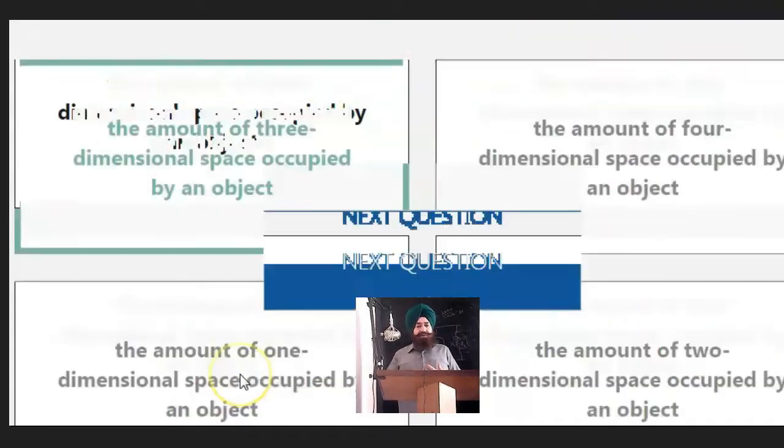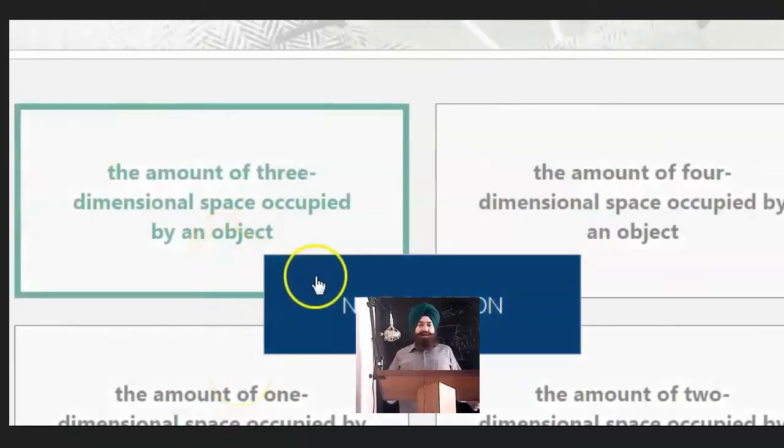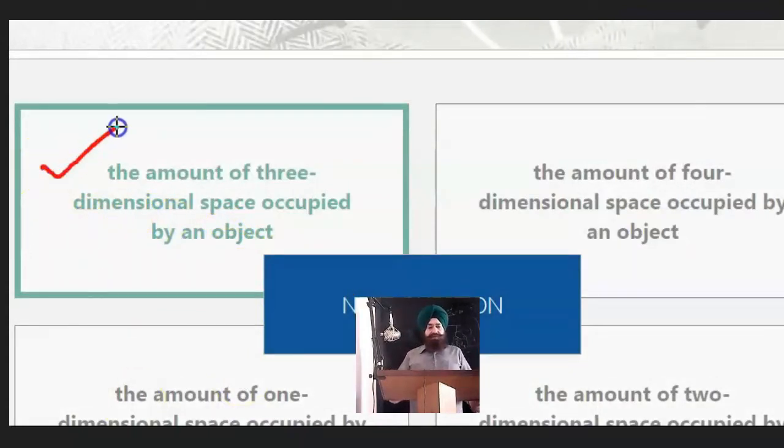Now the time is going to be over. This is the correct answer: the amount of 3-dimensional space occupied by an object. This is what the volume is. Now going to the next question.